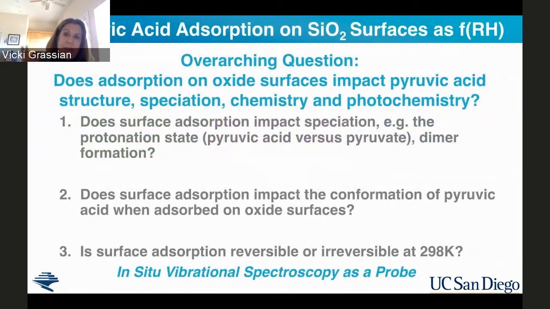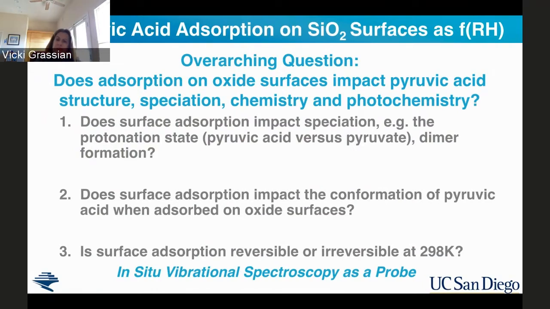Okay, so we have several overarching questions. How does adsorption of this very interesting, important molecule impact its structure, its speciation, its chemistry, its photochemistry? Even just the protonation state when you have something adsorbed is interesting. What about these different conformers? Do we have one over the other? And is this adsorption reversible or irreversible at 298 Kelvin?